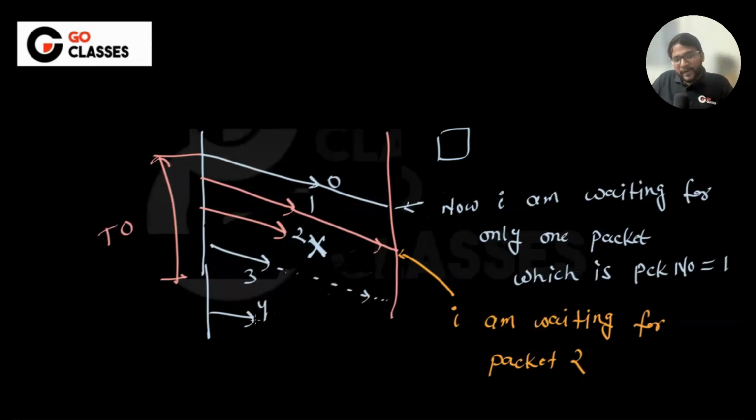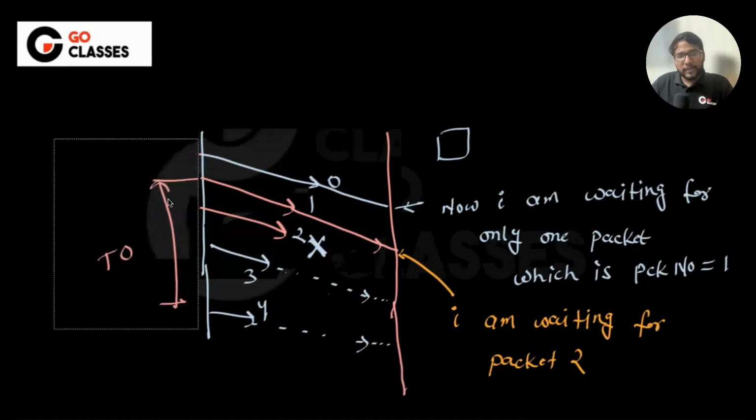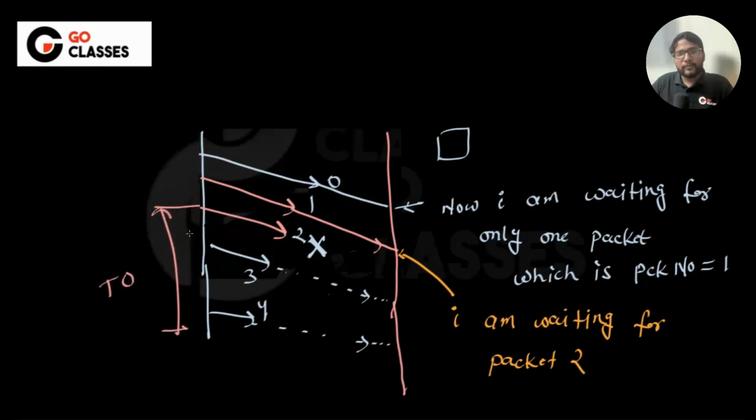So what if packet 4 has reached here? It will also get discarded, right? So if the packet is out of order, since I'm waiting for packet number 2, I will discard that packet. Now, after some time, the timer for 2 will time out, and I will send this packet number 2 again. Now tell me, if you look at 3 and 4, shouldn't I have to retransmit 3 and 4 also? Because 3 and 4 have been discarded here.